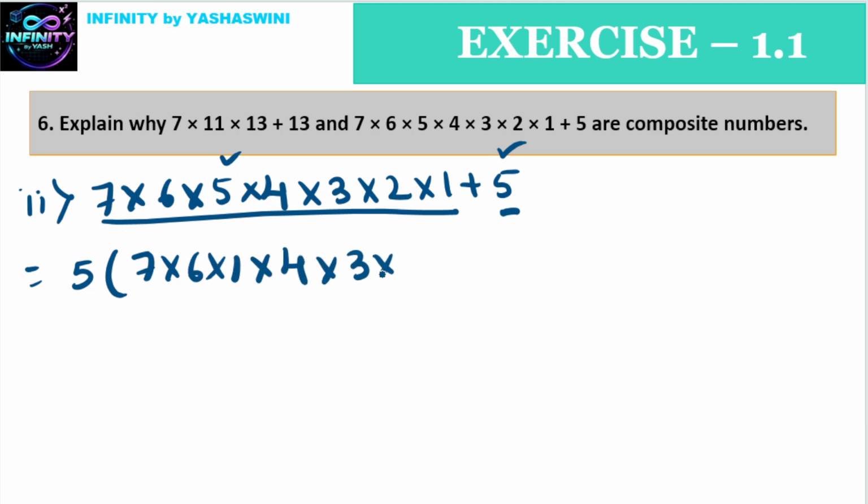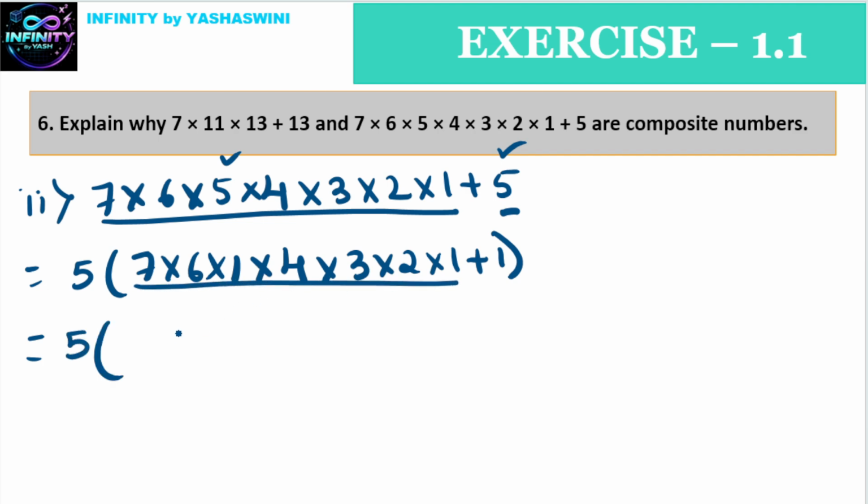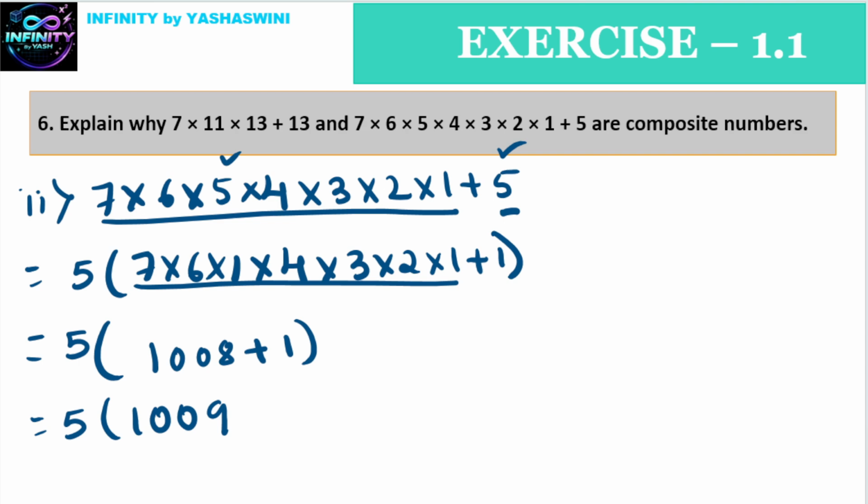Then 4 into 3 into 2 into 1. Plus here also 5 we have taken common, so it becomes 1. Now multiply everything. That is 7 into 6 into 1 into 4 into 3 into 2 into 1. We will get 1008. Plus here 1 is there. So 1008 plus 1 is 1009.